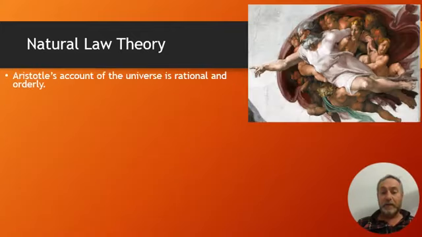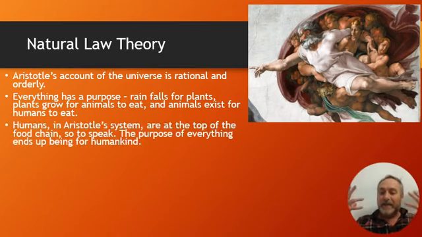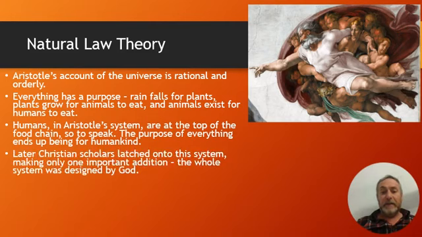So Aristotle's account of the universe is one that is rational and orderly. Everything works in harmony, for everything has a function and a goal. Rain falls for plants to exist, plants grow for animals to eat, animals exist for humans to eat, and humans are the peak. Humans are at the top of the food chain, but also as far as the functions and purposes of everything. The purpose of everything is for humans, according to Aristotle. And the purpose of humans is to contemplate the universe and basically do philosophy.